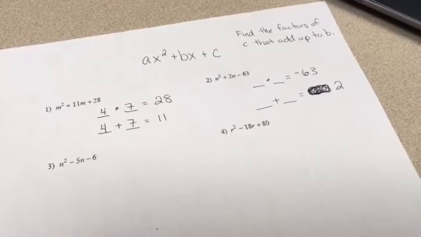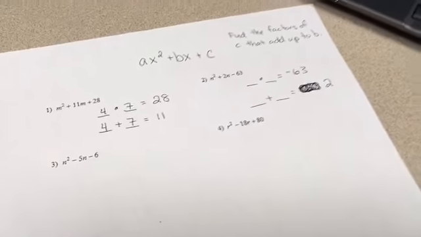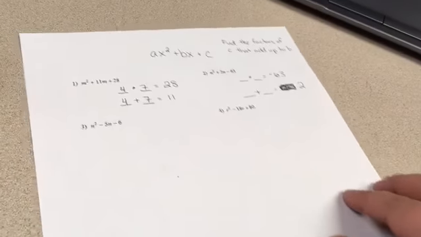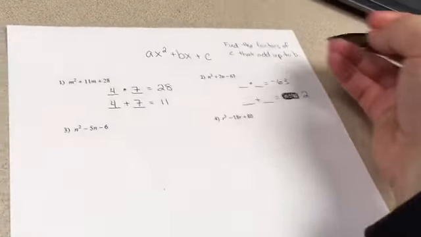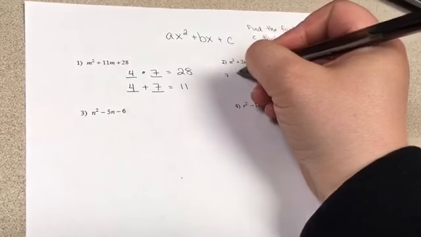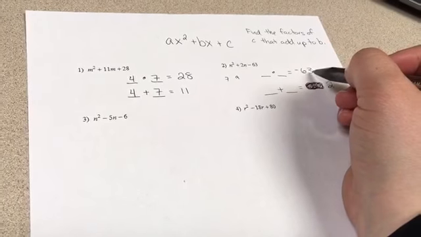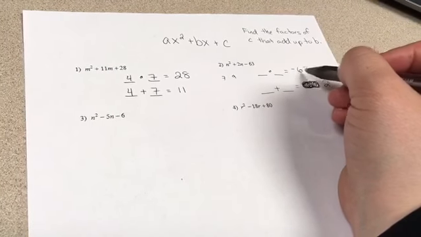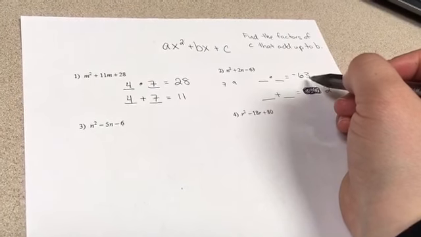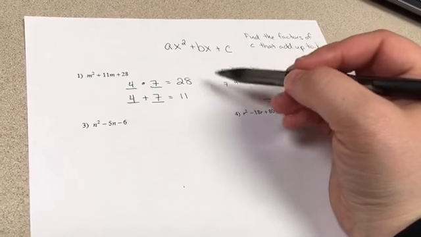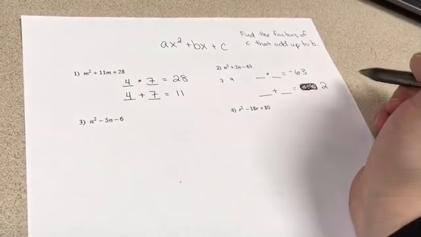Okay. 63 divided by 7. Oh, 7 and 9. Would 7 and 9 somehow get me 2? Yes, because 7 times 9 is 63. But we have negative 63, so that means one of them has to be negative. Should 7 be negative or should 9 be negative?